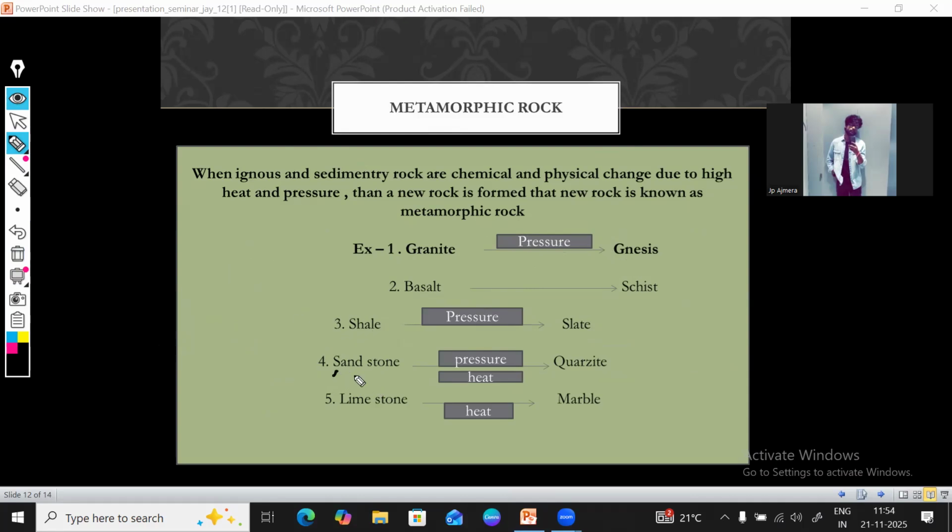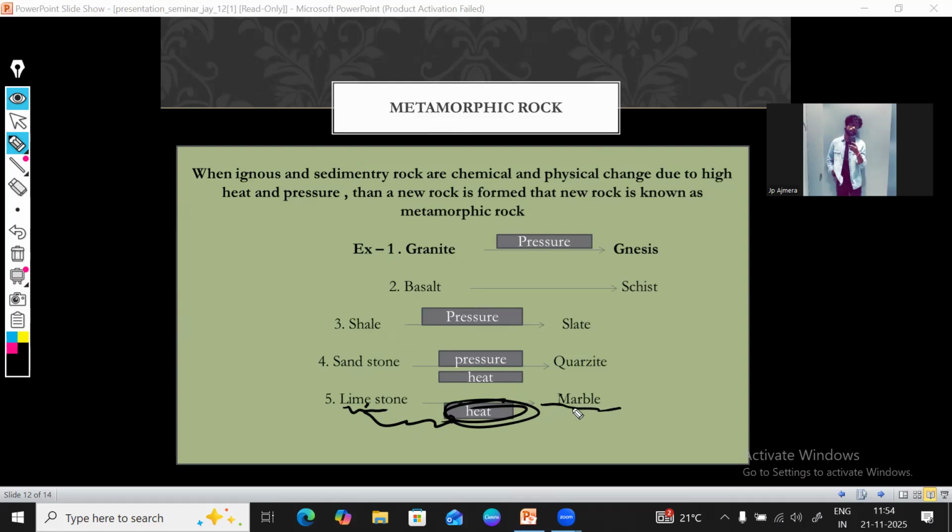Quartzite is made from sandstone when pressure and heat work on it. Pressure and heat work on the sandstone, and the new rock that is formed is known as quartzite. And the limestone. Marble is a new metamorphic rock that is made from limestone. Heat works too much on it. You may remember the agent as well at the same time. So which agent works to convert this? There was heat on limestone.